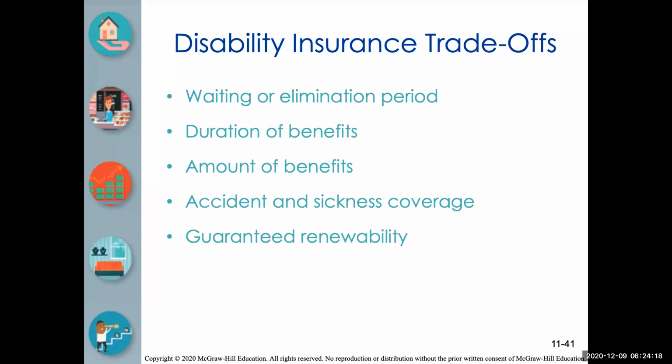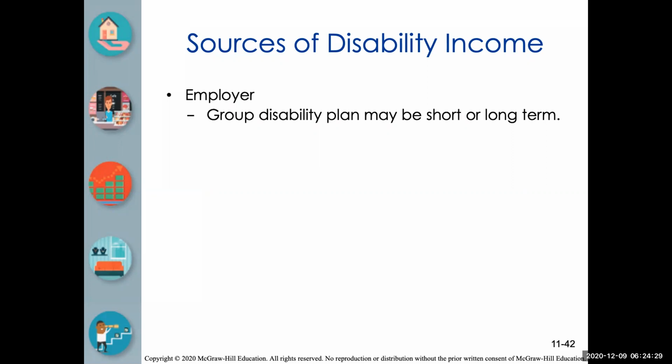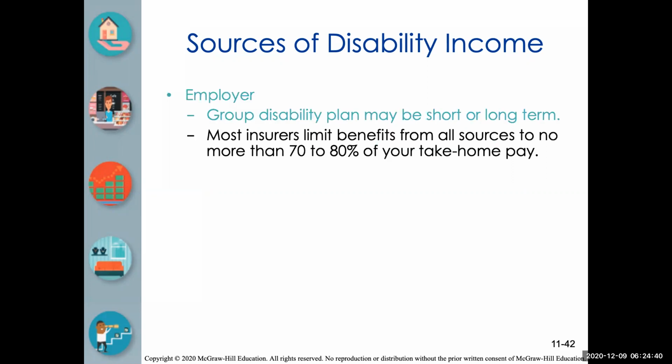And so when we think about the sources of disability income, where do we go about getting these policies? Well, first and foremost, from your employer and their group plans. It could be short-term plans, long-term plans, but it's being provided to you by your employer. And in this case, most insurers are going to limit the benefits from all sources, very important, words matter, from all sources to no more than 70 to 80% of your take-home pay, so your after-tax pay.